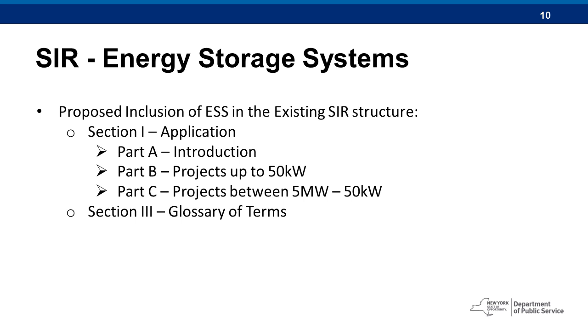What we're going to talk about today, for the SIR and energy storage: some of the minor changes that we proposed in the 1220 filing were in Section 1, in the application process. Obviously, before, the SIR did not include energy storage at all. So we had to include that in the introduction, in Part B for projects up to 50 kW, and as well in Part C for projects between 50 kW and 5 megawatts. So that was Section 1. We had some minor modifications in there. And then also in Section 3, we added some definitions and terms associated with energy storage to incorporate that.